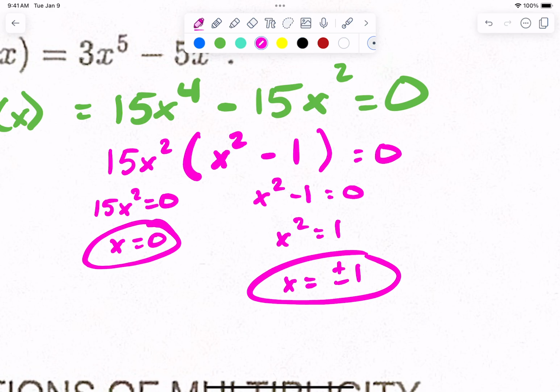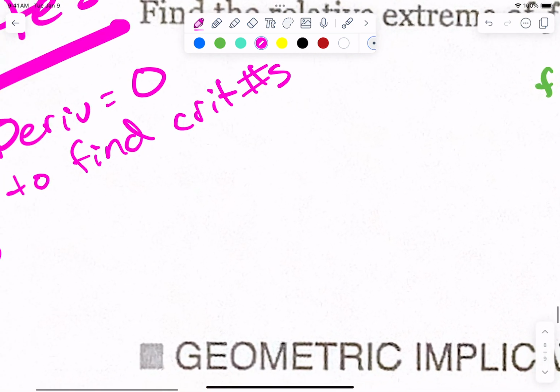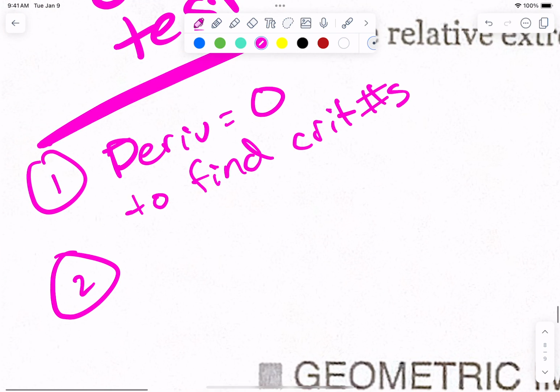Okay? Now, if I want to do the chart, I would have to have like four test intervals on my chart, and plug all that junk in. This is the faster method. This is called the second derivative test. Okay? So, here's the loop.